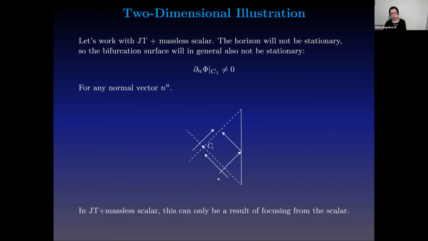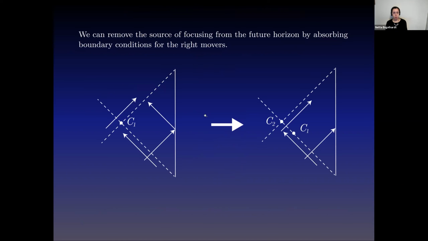So here I've drawn a massless scalar propagating along the null lines, and we have some stuff that's coming out of the past horizon, some stuff that's falling across the future horizon. All right, well, we can remove the source of focusing from the future horizon by turning on absorbing boundary conditions for the right moving field. So when it gets to the boundary here, we put absorbing boundary conditions, essentially turn off this matter. And now there's nothing falling across this horizon.